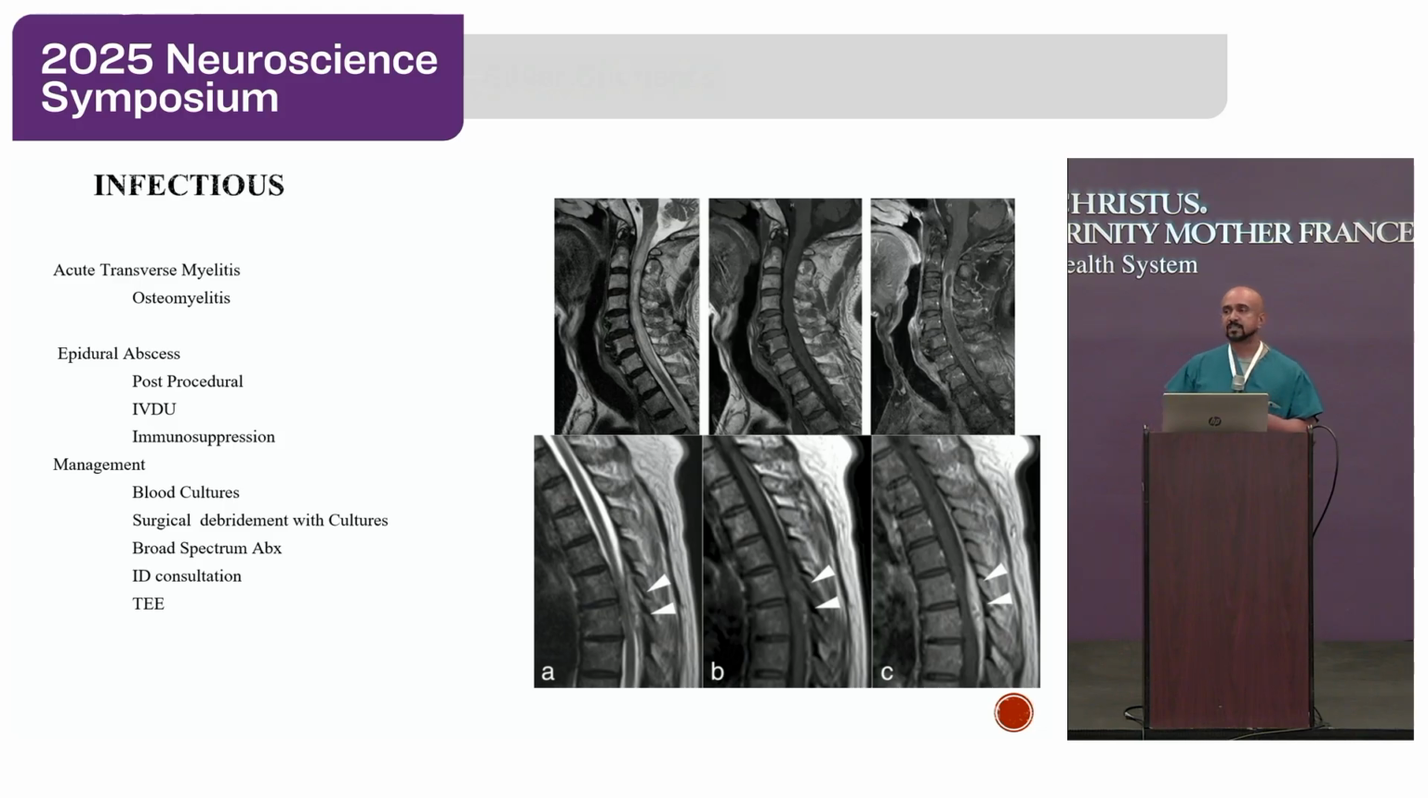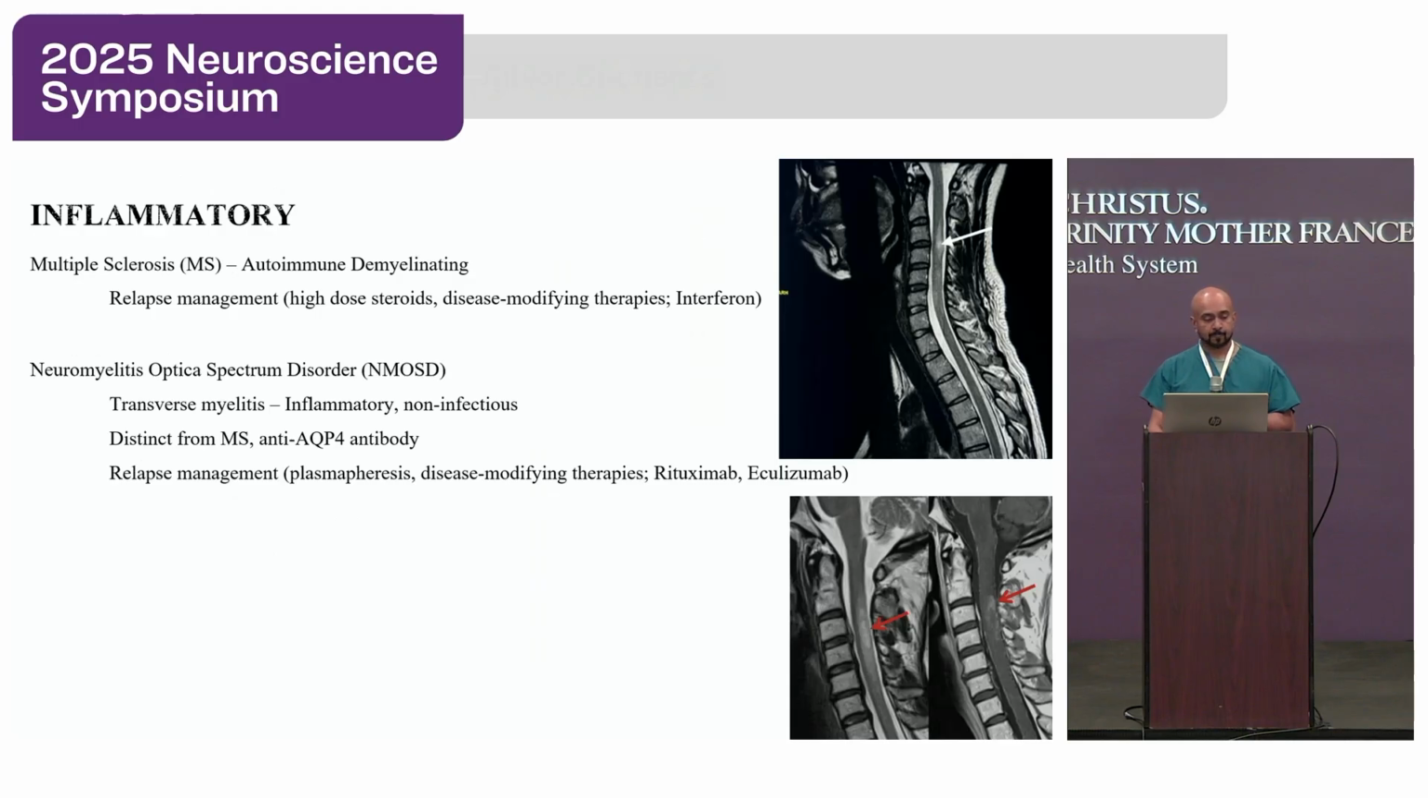So for the management, blood cultures are important to know what you're treating. And then surgical debridement with cultures may be indicated if it is really compressing on the spinal cord and giving symptoms. Broad spectrum antibiotics and ID consultation are important, and transesophageal echocardiography is also important in these patients to rule out endocarditis. Right, so these are pictures of different infections that can look like abscesses, from hematogenous seeding or from contiguous spread from the osteomyelitis.